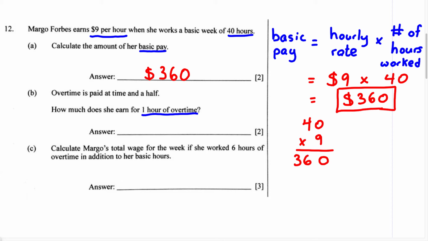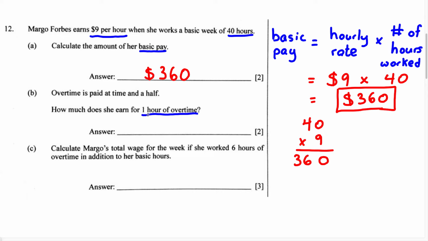Now, it is very important that you know how to calculate overtime. But first, what is overtime? Well, overtime is going to be the extra hours she worked that is not a part of a regular work week. So we know Margot usually works 40 hours, right? Now, overtime is going to be the hours she worked outside of a regular work week. So these are going to be additional hours worked. We know Margot worked 40 hours every week. But if she worked overtime, that means she is going to work more than 40 hours. So this question wants us to calculate how much does she earn for 1 hour of overtime.